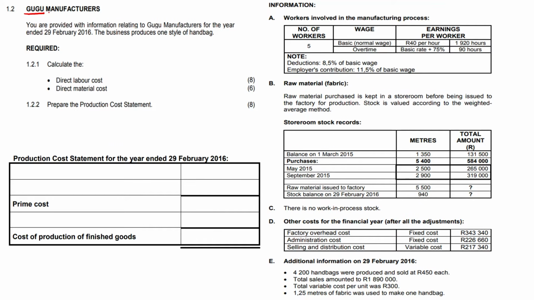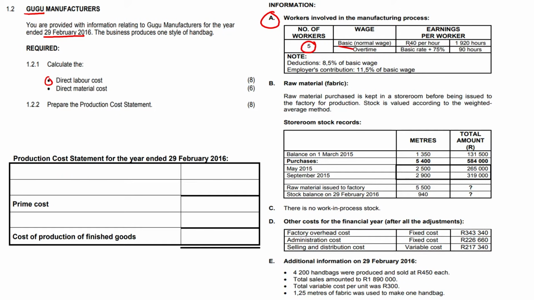Google, manufacturers, you are provided with their information relating to the year ended 29 Feb 2016. Calculate the direct labor cost. So that is our first question, first bullet. If you look at information A, that is really the only piece of information relating to Google. So we do have 5 workers here.